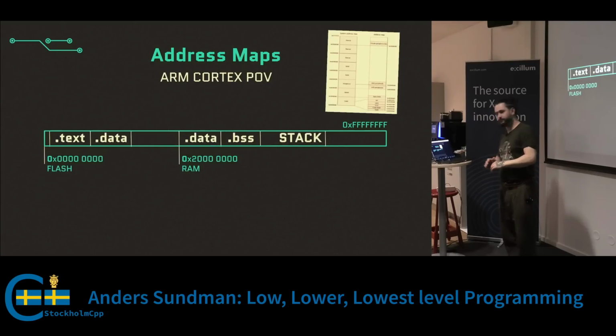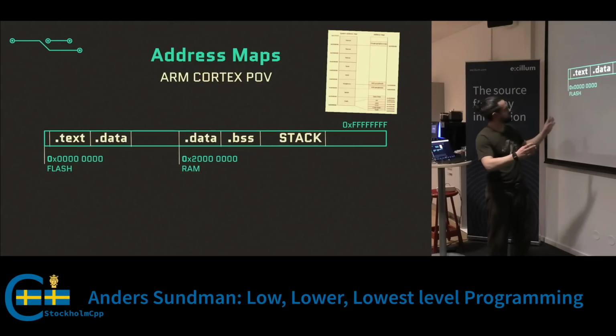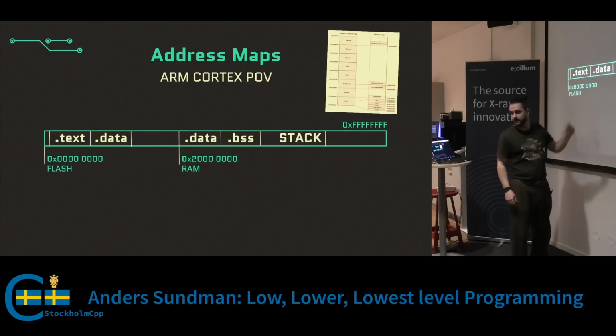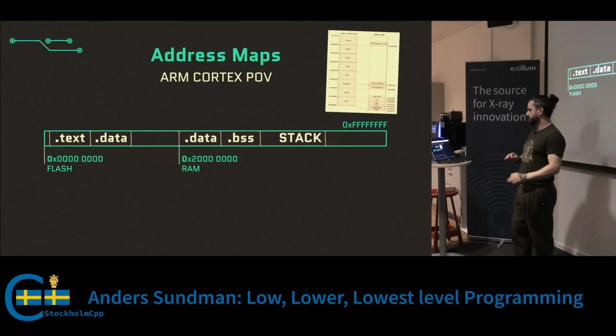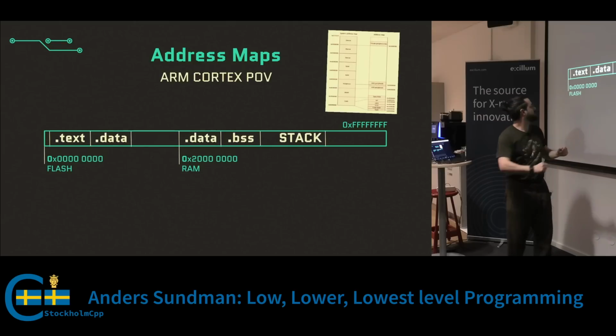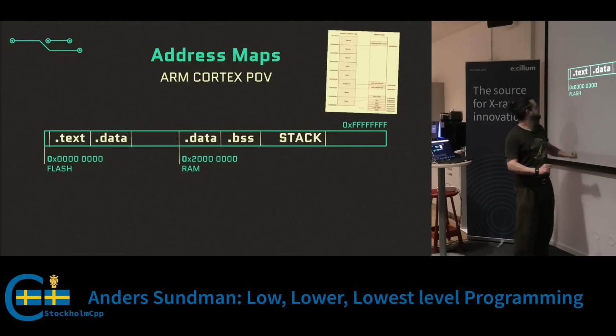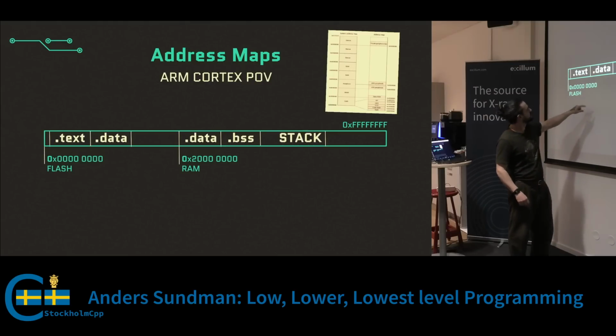All right, so with this, we can do this. We've now put the text segment in flash. By the way, that could or could not be a problem, because sometimes you can't execute from flash. So sometimes you need to put it in RAM. Sometimes you need to put certain functions in RAM because it's faster. But let's ignore that for now. Let's say we can execute from flash.